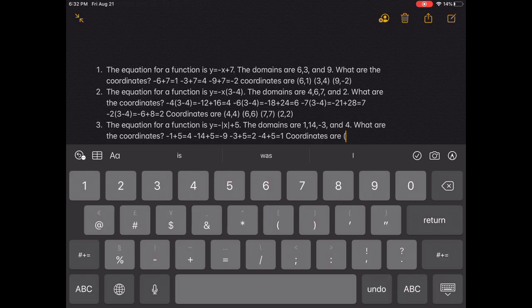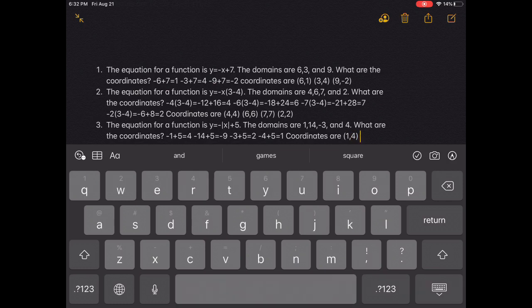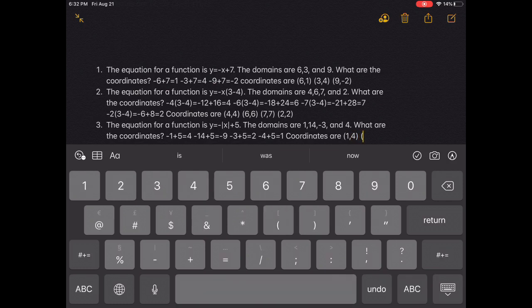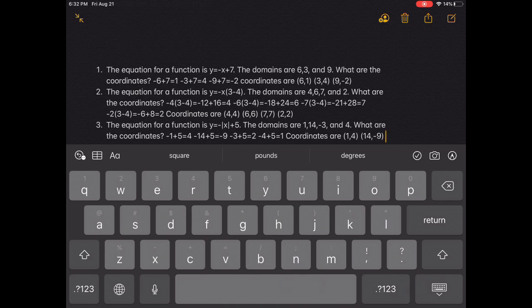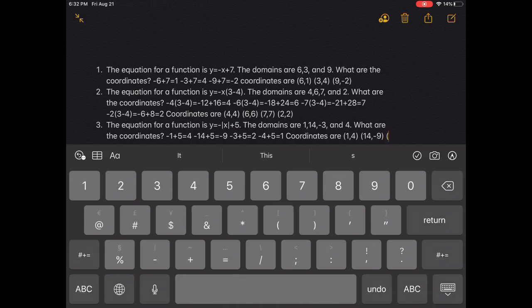So the coordinates are, the first coordinate is 1, 4. The second one is 14, -9. The third one is -3, 2. And the last one is 4, 1.